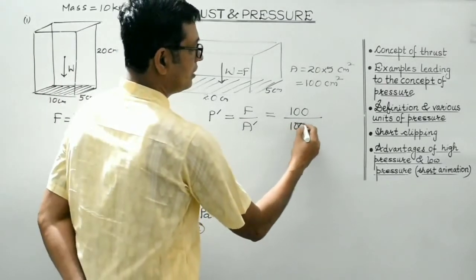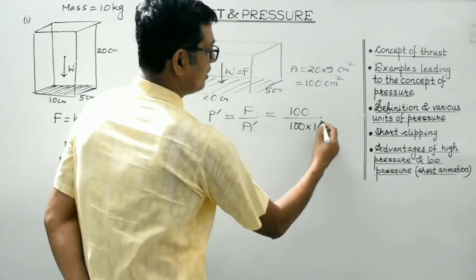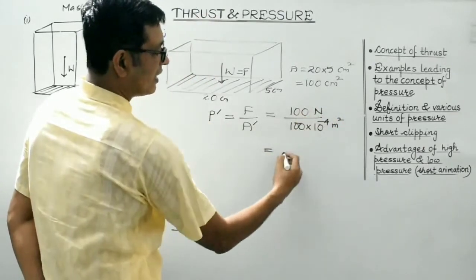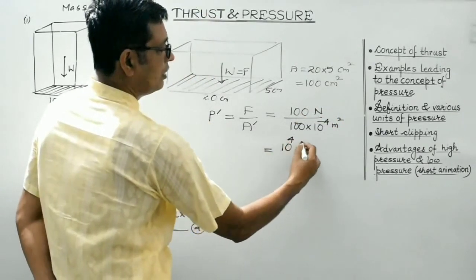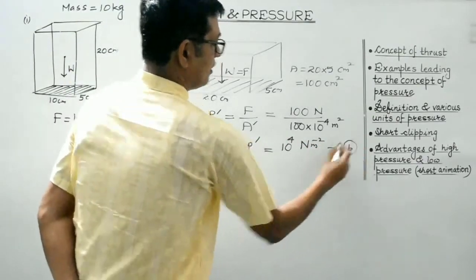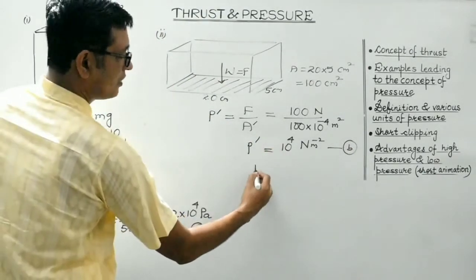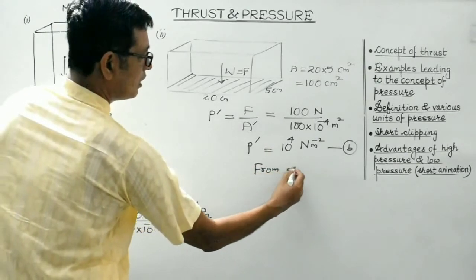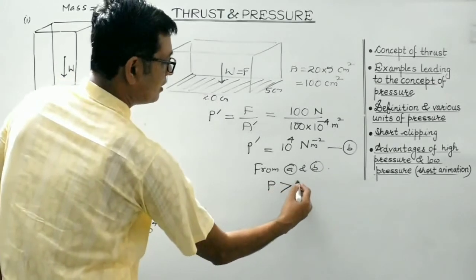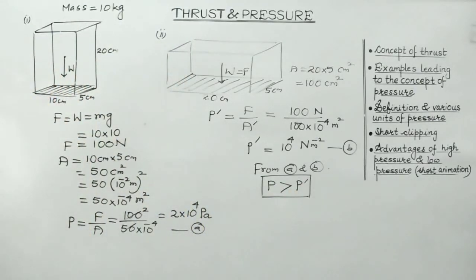So 100 into 1 centimeter square is 10 raised to the power minus 4 meter square. So what we get is 100 and 100 get cancelled, so we will get 10 raised to the power 4 Newton per meter square. This is P dash. Now students, observe these two. What do you get? P is greater than P dash. So from A and B, we observe that P is greater than P dash. Clear, students?